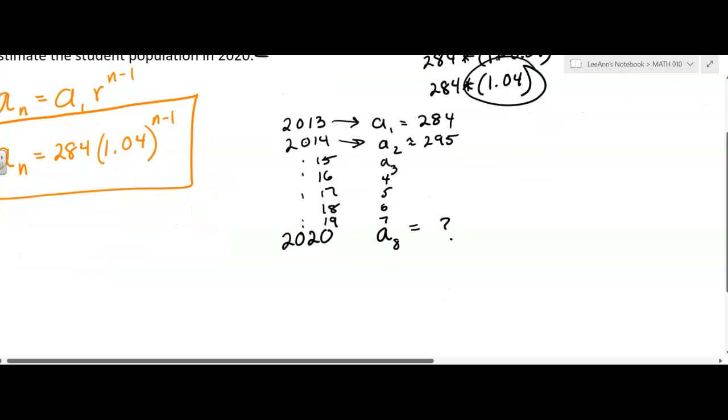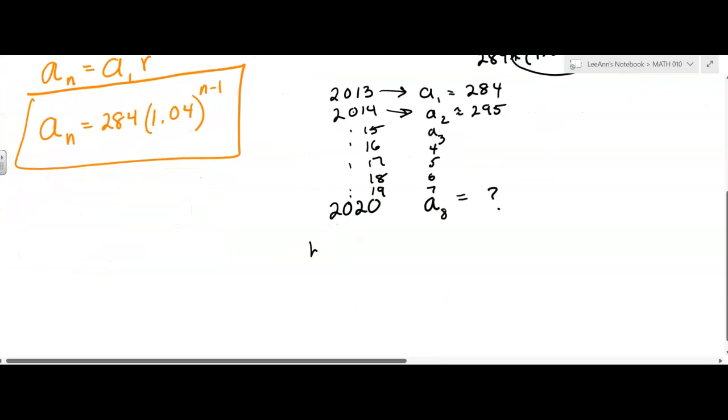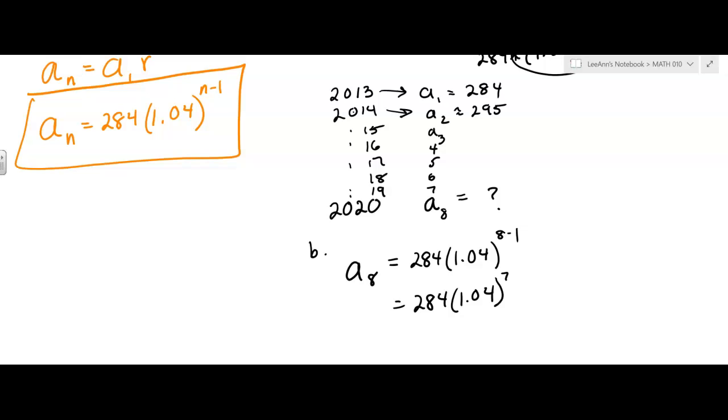So for part B, A sub 8, which is going to be the student population in 2020, it's going to be 284 times 1.04 to the 8 minus 1, which is 284 times 1.04 to the 7th power. Now, that's the formula they use in the book. They just say, okay, well, we're going to do it 7 times. There are going to be 7 years where we're going to be multiplying by 1.04. So they kind of skip over this part, the actual explicit formula, but I didn't want to do that.